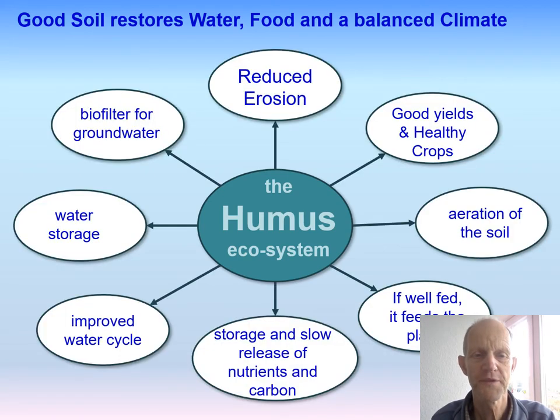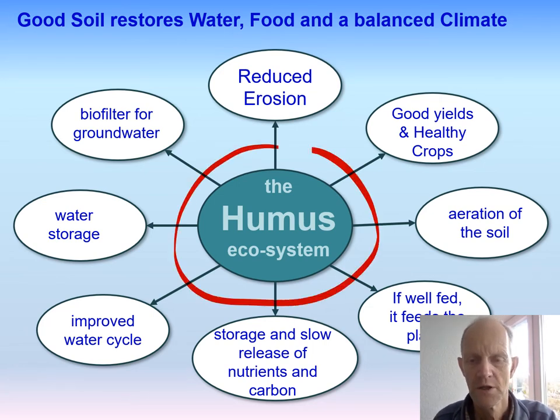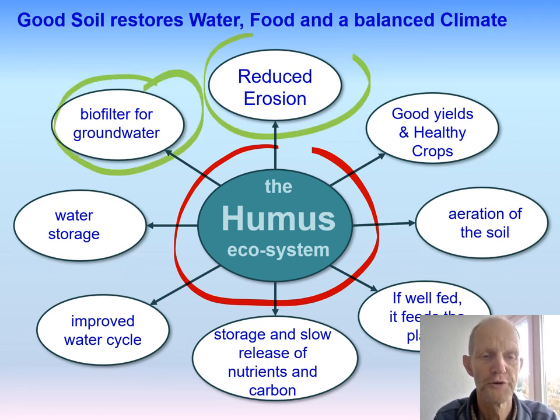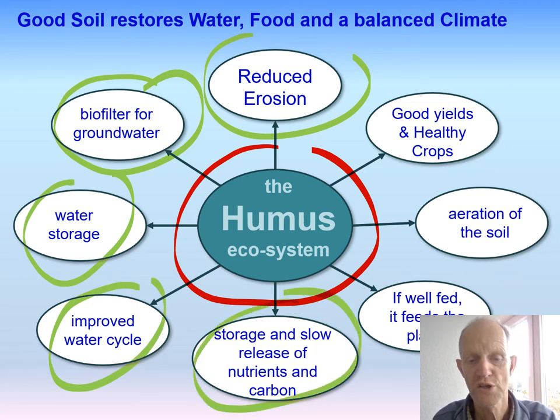Humus, this is something where we have a key thing. So the living soil, humus, this is something where we need to be starting. So if there is no humus in the soil, there cannot be living soils, and so much is linked to that. So if we have humus, we have reduced erosion. It's a biofilter for groundwater, water storage, improved water cycle, storage and slow release of nutrients and carbon.